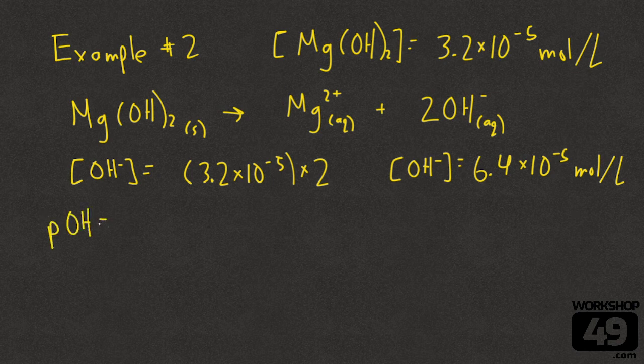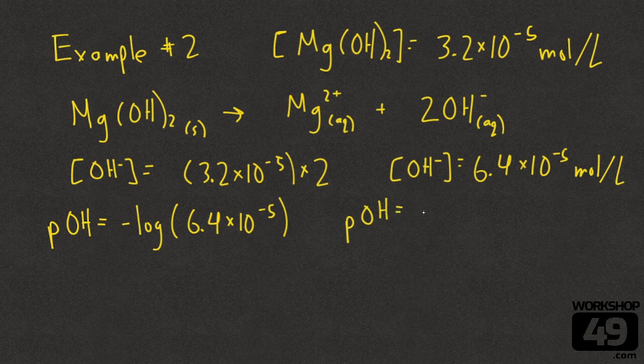pOH is equal to the negative log of the concentration of our hydroxide, which was 6.4 times 10 to the negative 5, close my bracket. I don't have to use square brackets anymore. This is just a number. Square brackets means concentration. It tells you what units you need to be in. Our pOH is going to equal 4.19.